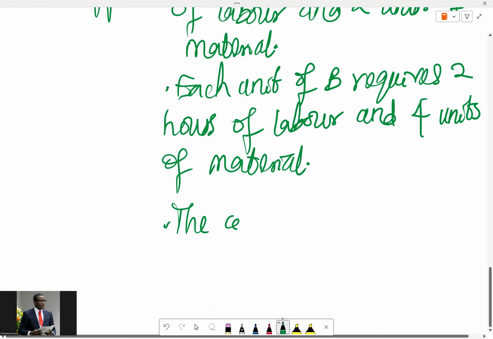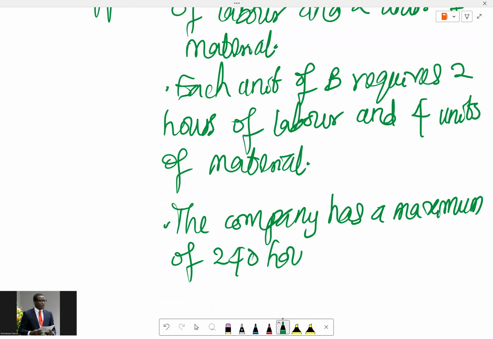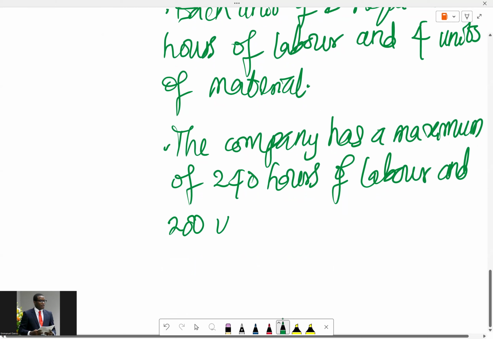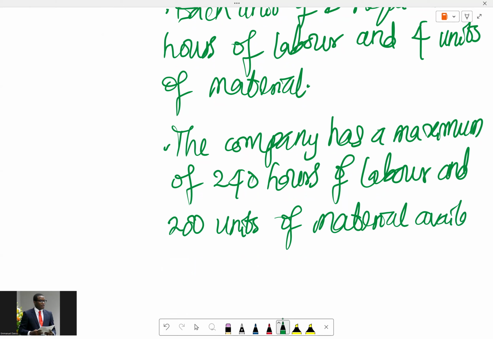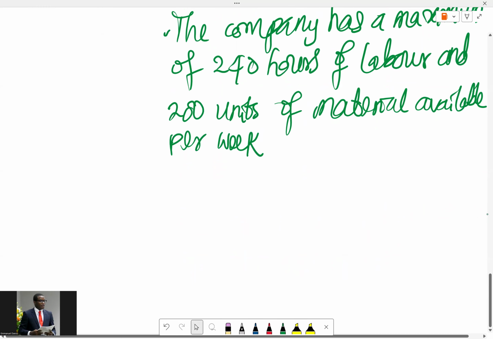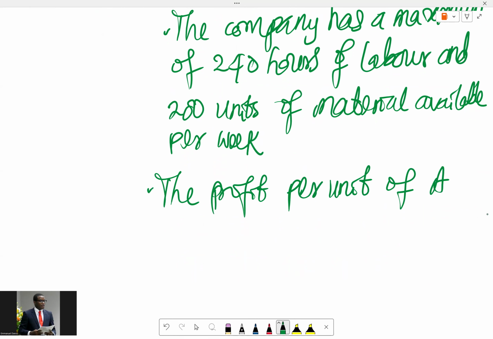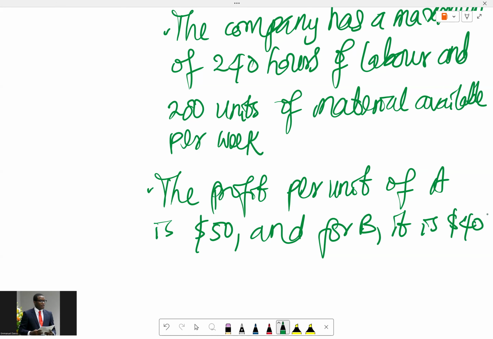Then the company has a maximum of 240 hours of labor and 200 units of material available per week. We also talk about the fact that the profit per unit of A is $50. Okay, $50. And for B, it is $40, right?